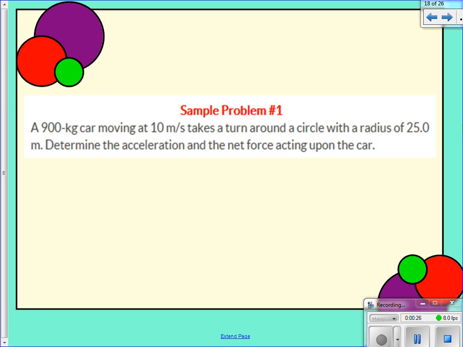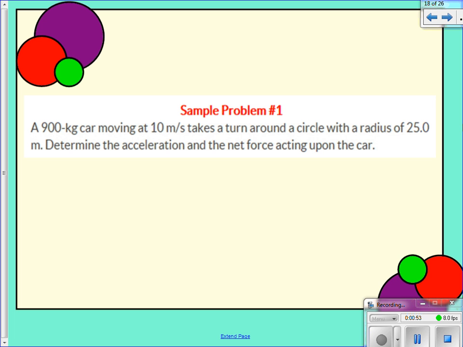In sample problem number 1, it says a 900 kilogram car moving at 10 meters per second takes a turn around a circle with a radius of 25 meters. Determine the acceleration and the net force acting upon the car. All right, just so you know, this is probably a level 1 problem. This is definitely probably the most basic and simplistic problem you'll get in this unit. And so let's make sure we know how to do it so that way we have a good basis and foundation.